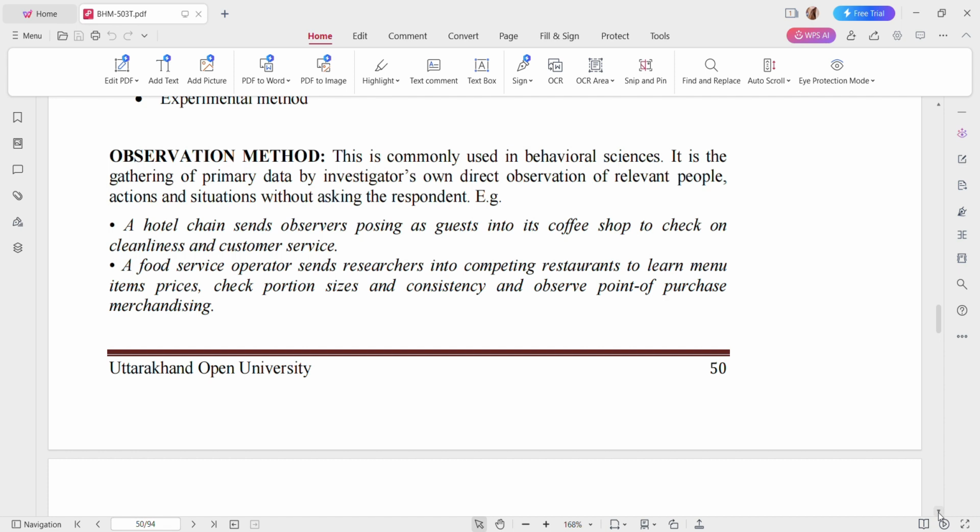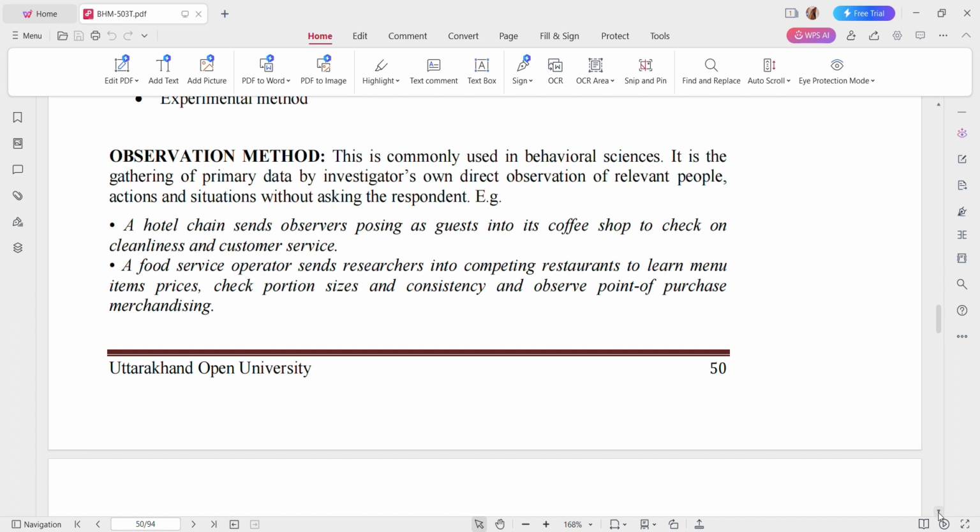So the triangulation there is you do the survey, you do the observation, and you support it with a theory. So that is triangulation. You triangulate the result. By doing it, it makes your research more substantial, more rich, and at the same time more reliable.